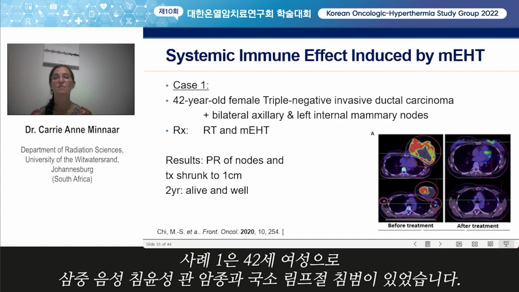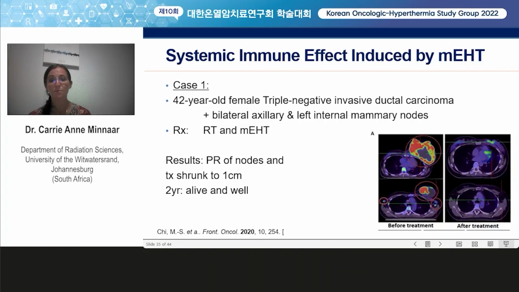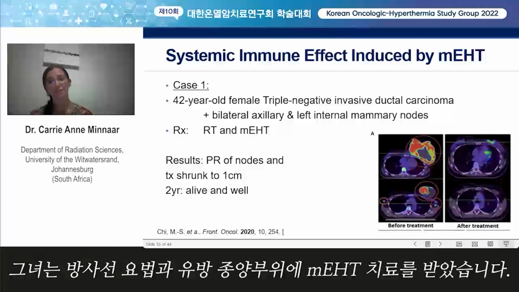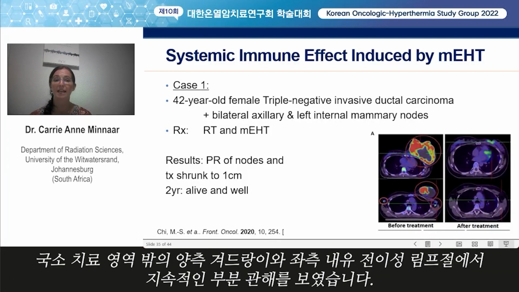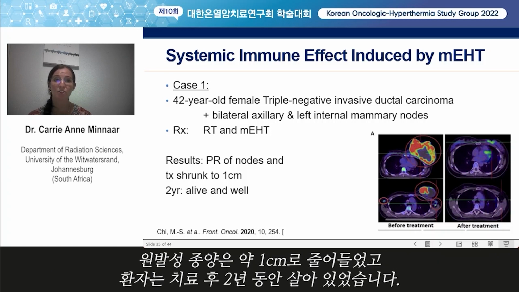Case 1 was a 42-year-old female with triple-negative invasive ductal cell carcinoma and regional lymph node involvement. She was treated only with radiotherapy to the breast tumor and with MEHT. The bilateral axillary and the left internal mammary metastatic lymph nodes outside the local treatment field showed a sustained partial response. The primary tumor shrank to around 1 centimeter, and the patient was reportedly alive and well 2 years after treatment.